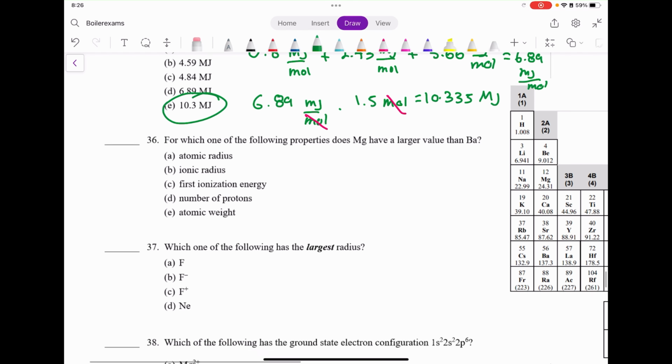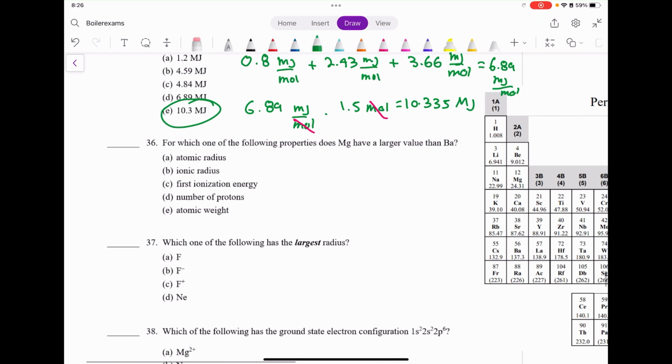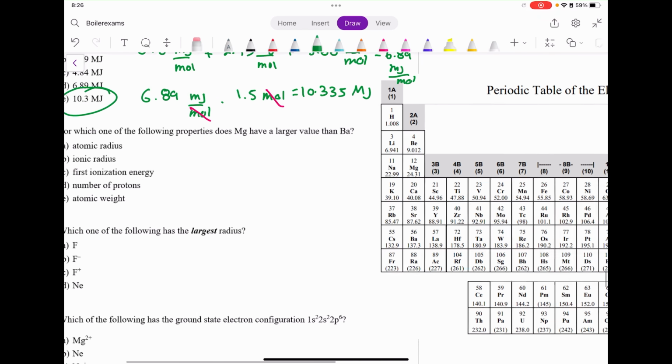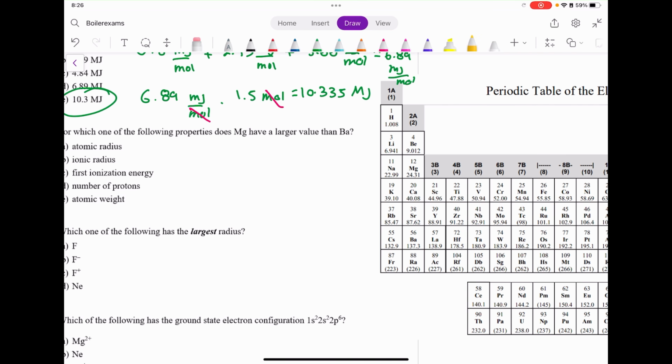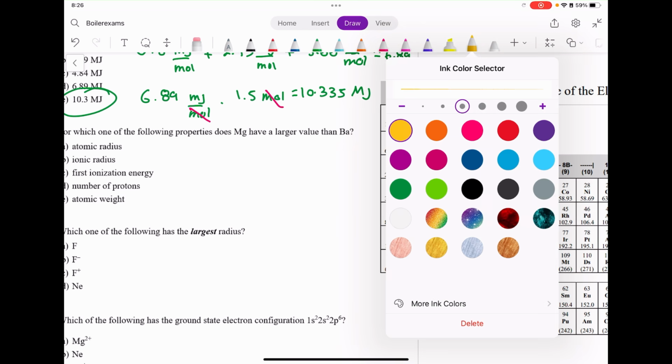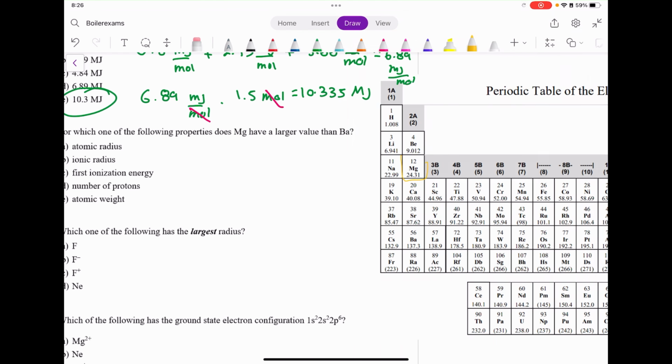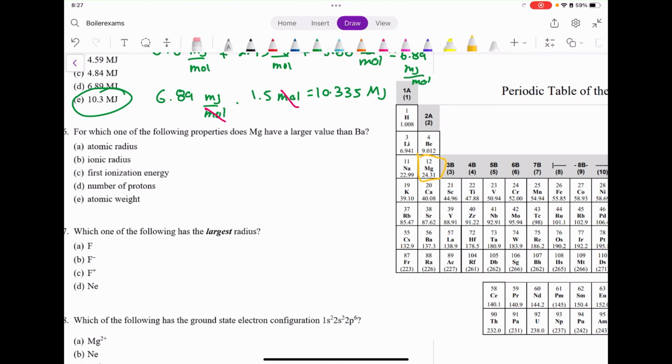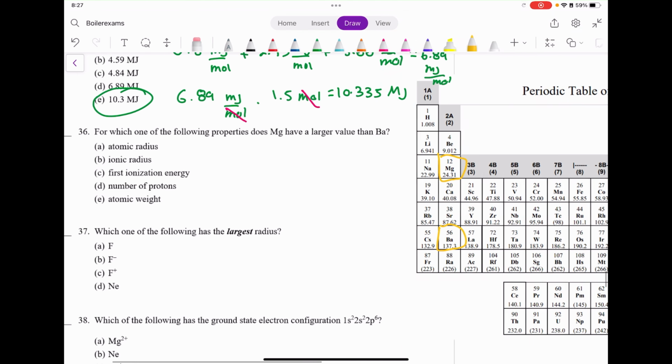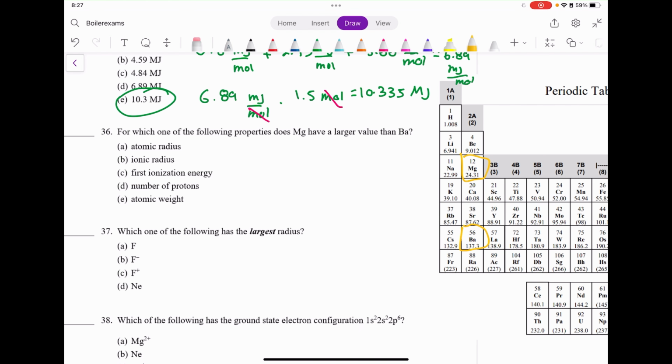36. For which one of the following properties does magnesium have a larger value than barium? Okay, let's find these. Okay, magnesium, barium. Let's see here. Atomic radius. This is definitely not true.